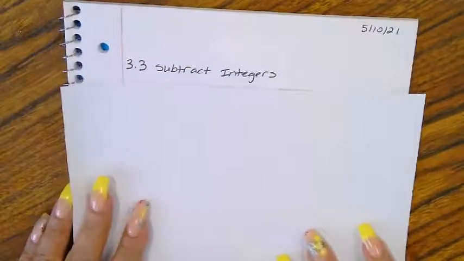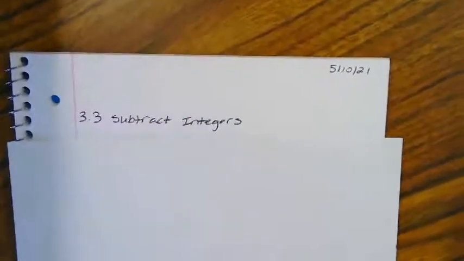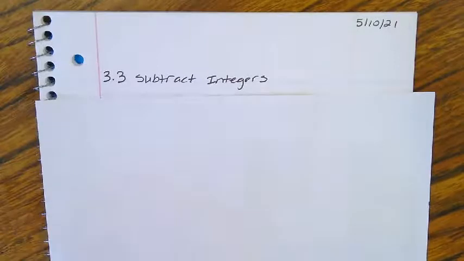Okie dokie, hokey pokies. So let me adjust this guy. It's going to go that way. All right, so here is our title. So make sure you have today's date, 5/10/21. 3.3, subtract integers.